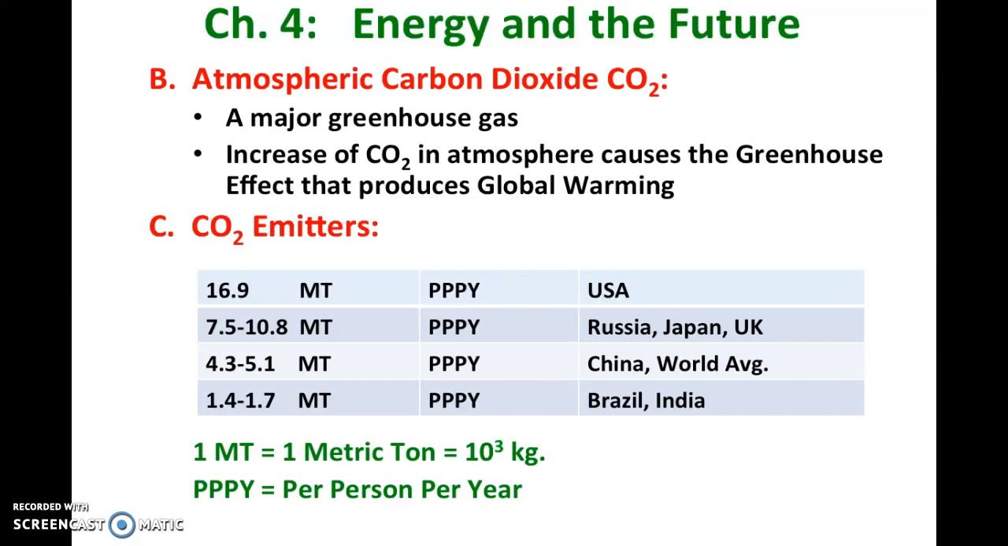Who emits carbon dioxide? Everybody. This table lists the amount of carbon dioxide emitted per person per year in different countries. In the USA, each person each year emits about 16 metric tons, and the world average is about 4 to 5 metric tons. Here, 1 metric ton equals 1000 kilograms.